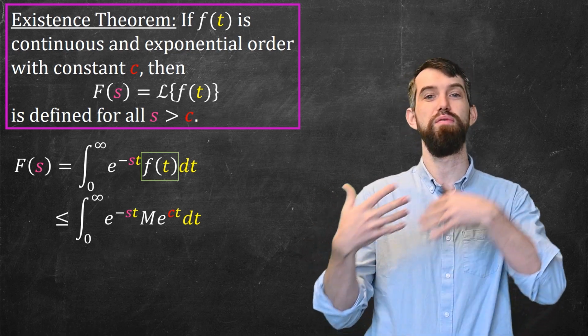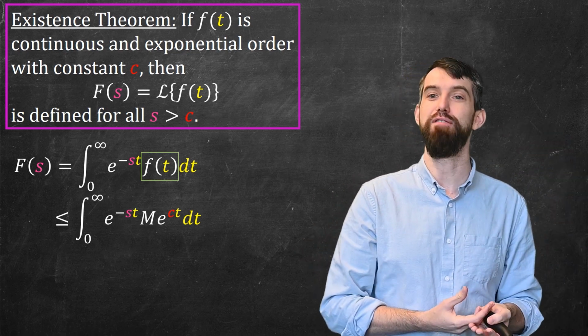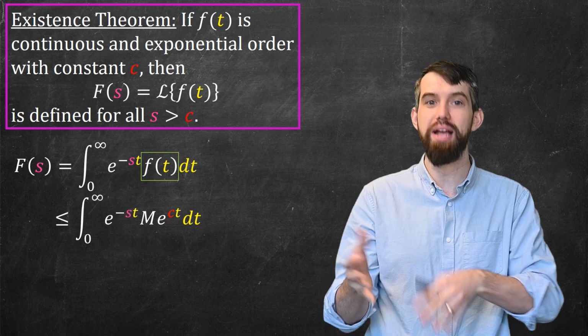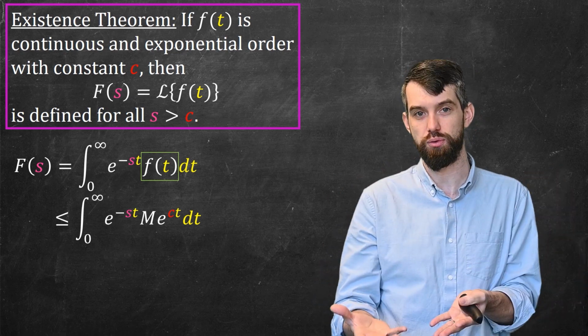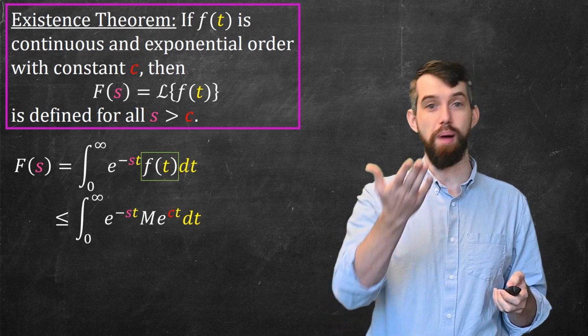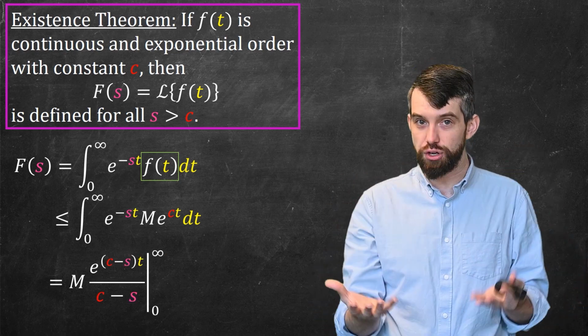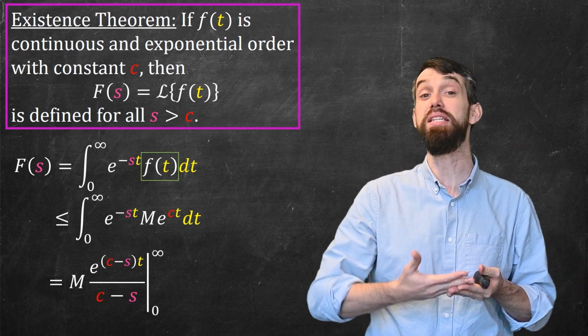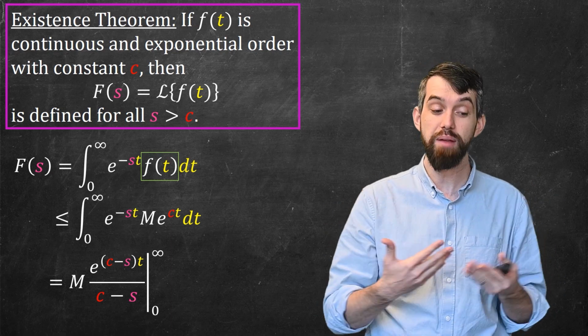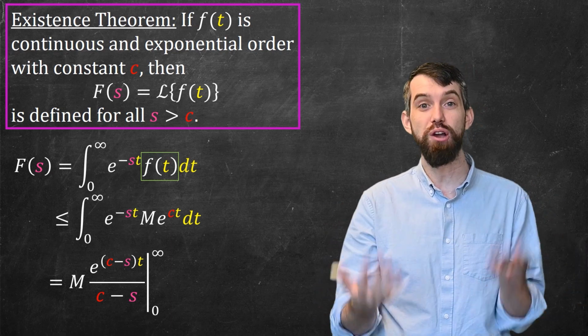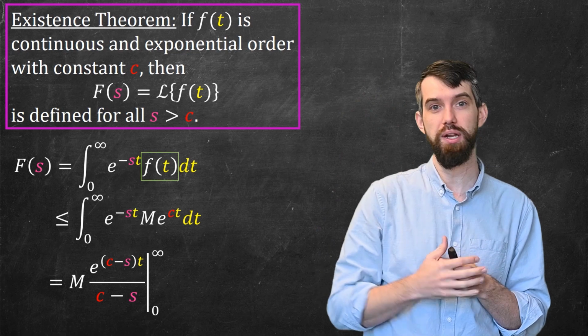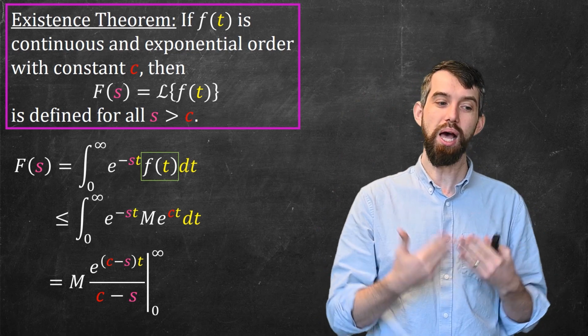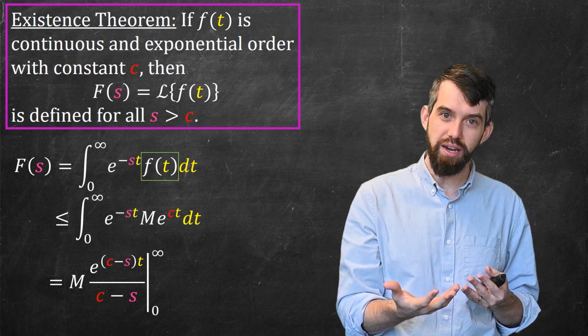Indeed, we're using a theorem from first year calculus that says if you have an inequality of the integrands, you get an inequality of the improper integrals. Here I can combine the two exponential terms and I can integrate them. I'm going to get m times e to the c minus s times t divided by c minus s. This is evaluated between t is 0 and t is infinity.